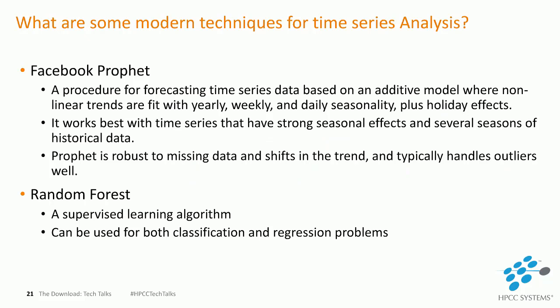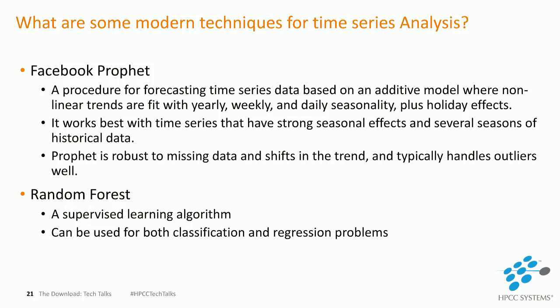So moving on from ARIMA and AutoARIMA, there are two different modern techniques used for time series analysis that I would like to touch on. One being Facebook Prophet and the other being a random forest model. For starters, Facebook Prophet is an open source forecasting tool. Prophet is a procedure for forecasting time series data based on an additive model where nonlinear trends are fit with yearly, weekly, and daily seasonality plus holiday effects.